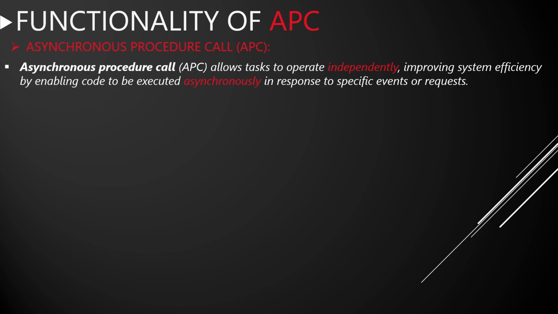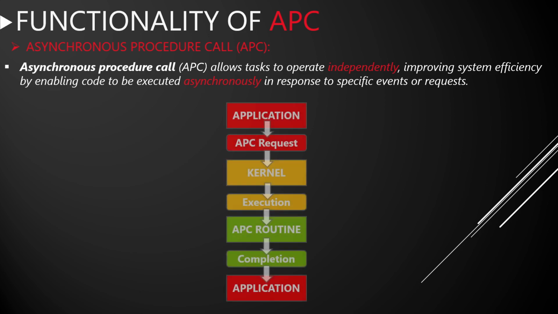Asynchronous procedure call allows tasks to operate independently, improving system efficiency by enabling code to be executed asynchronously in response to specific events or requests. Also, I must say that when APC is executing at the same time with DPC, everything is normal. APC doesn't interrupt the procedure of DPC. Okay, it's very important to understand that. So let's see this diagram.